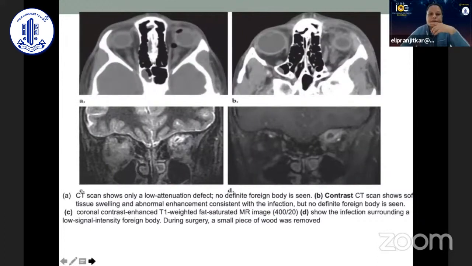So in this picture, the first one, A and B, shows only the low attenuated defect, but it fails to show any definite foreign body. And the lower ones, B, C, and D, show there is infection surrounding a low signal foreign body here, this one and this one. And during surgery, a small piece of wooden foreign body was removed.